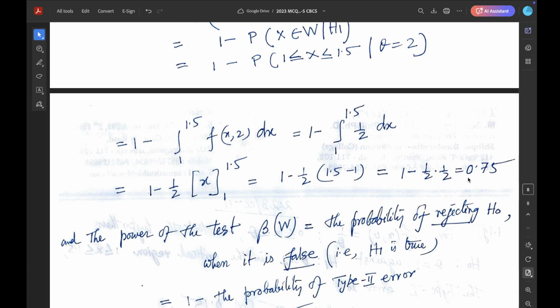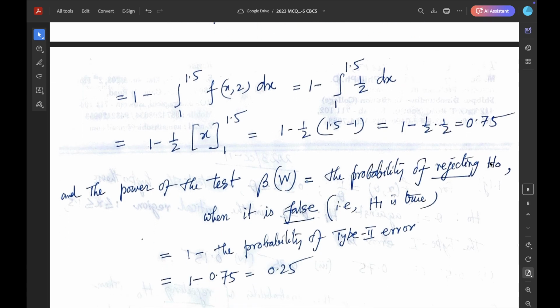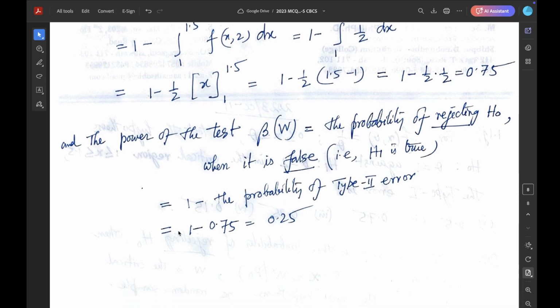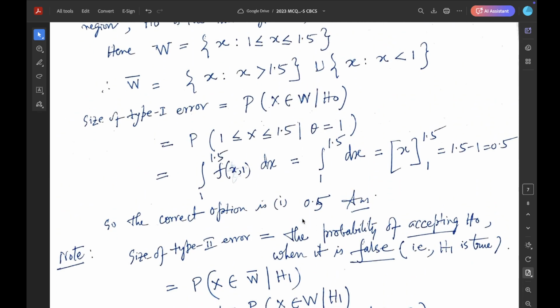Now the power of the test, beta of W, is the probability of rejecting H0 when it is false, that is when H1 is true. Actually this is 1 minus the probability of type 2 error. So the power of the test is 0.25. So the correct option is 1, 0.5 for type 1 error.